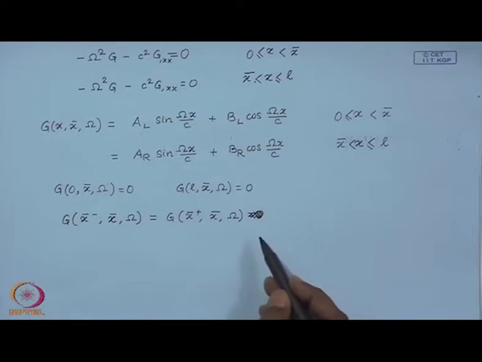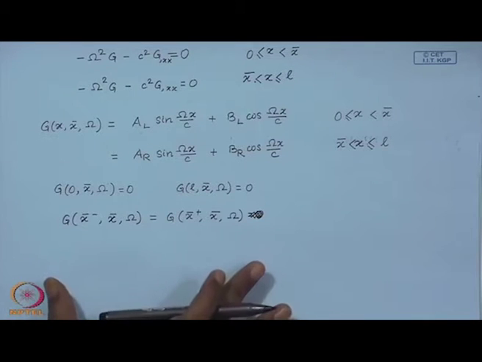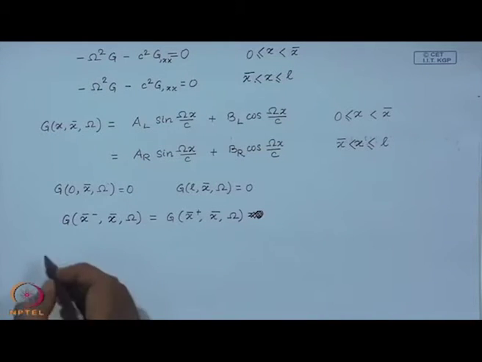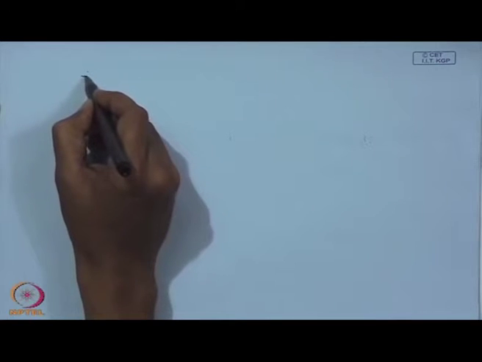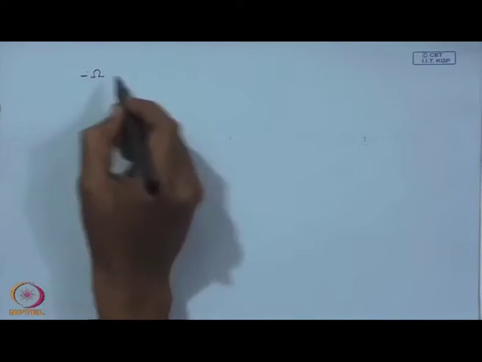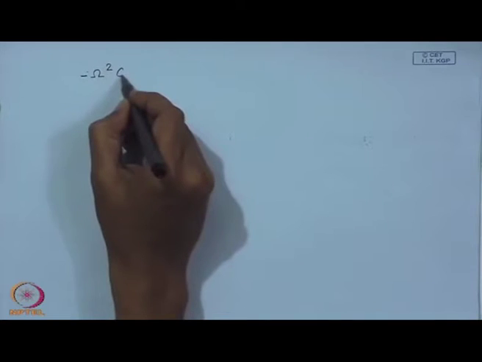The 4th condition must of course come from the force condition. So, we have the force balance at x equal to x bar. Now, this force condition for the string can be easily found by directly integrating the differential equation of the boundary value problem.